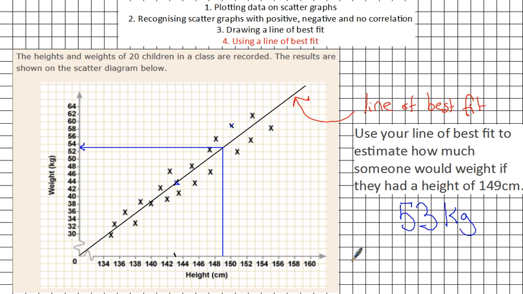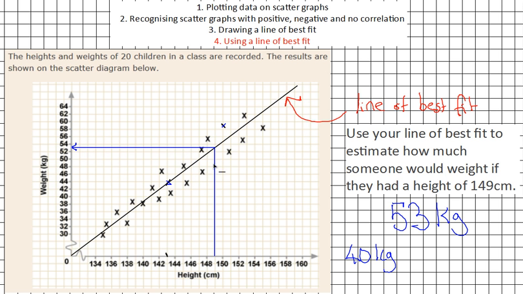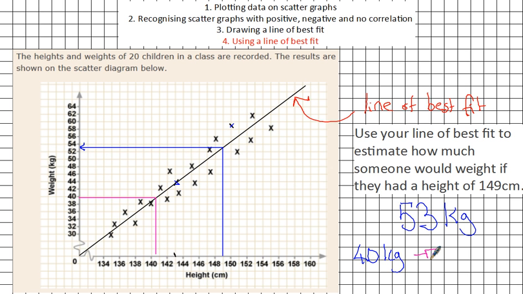And if the question was the other way around, for example, if they asked if someone weighs 40 kilograms, what would their height be, you just go the other way. So you'd go from 40, straight line across until you hit the graph, and then straight line down. So you'd presume that this person would be 140.5. So you'd say 140.5 centimetres.